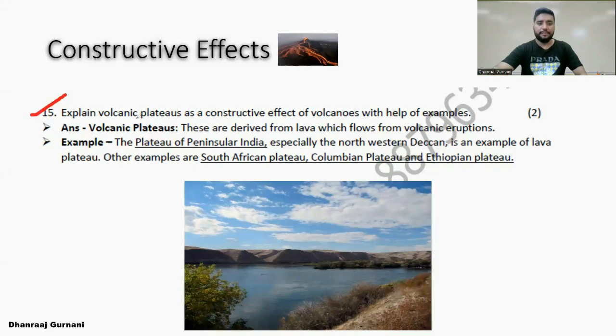Fifteenth question, explain volcanic plateaus as a constructive effect of volcanoes with the help of examples. So here we are saying volcanic plateaus, volcanic mountains and volcanic plains are all constructive effects. They are good and they have positive effects. What does it say? Let's see. Volcanic plateaus are derived from lava which flows from volcanic eruptions. As the name suggests, these plateaus are made because of volcanic eruptions.